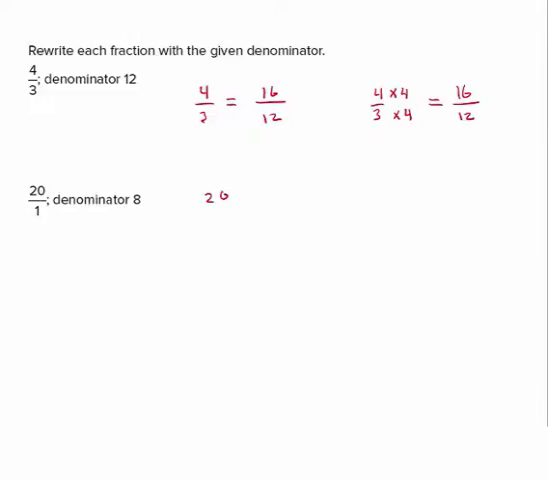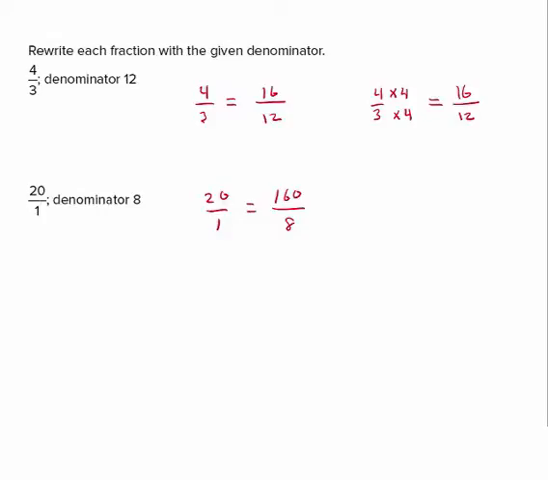Similar approach with 20 over 1. Say, what did we do to the 1 to turn it into an 8? The requested denominator was 8. That's pretty easy. 1 times what gives me 8? So 1 times 8 would give me 8. So we need to also multiply the 20 times 8, and that would give us 160.